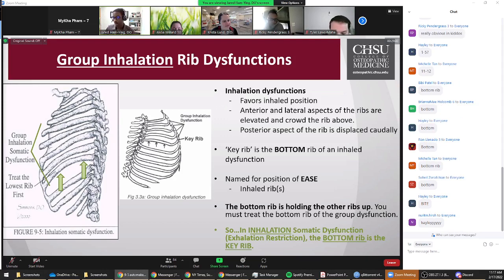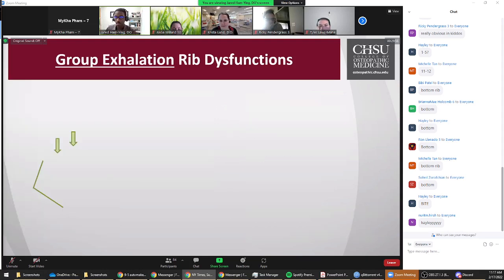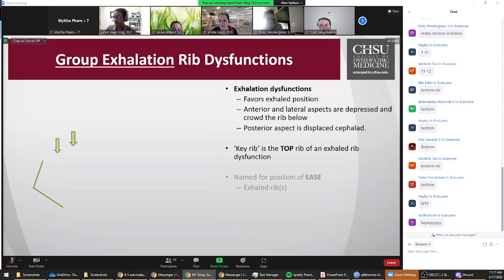So when you're talking about these ribs, breathing in, they're going to come up nice and easy. You try to exhale, they're going to get stuck. So they're going to have restriction in exhalation, but they're going to easily go in inhalation. So that's inhalation somatic dysfunction. And the exact opposite here, it's going to be, oh, yep, that's right.